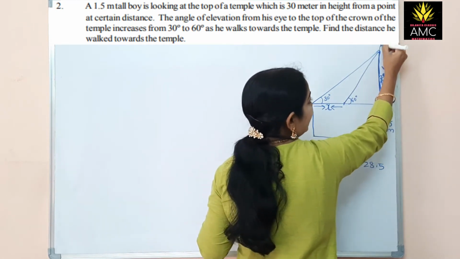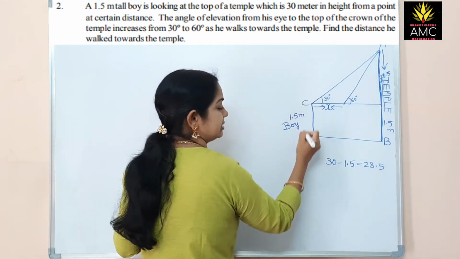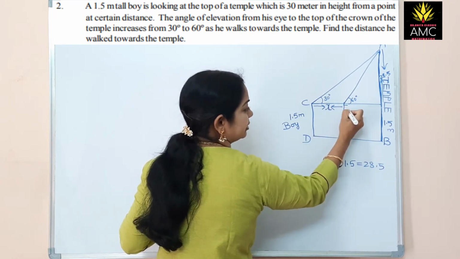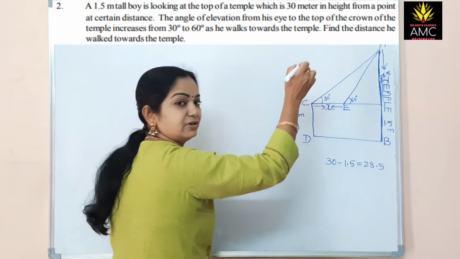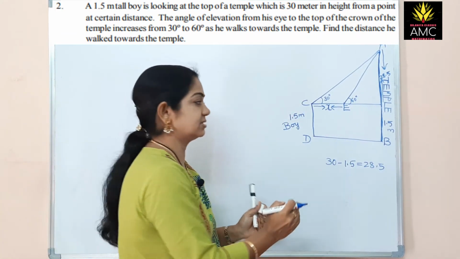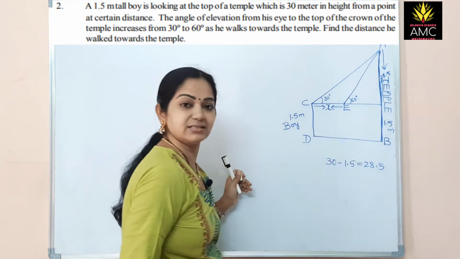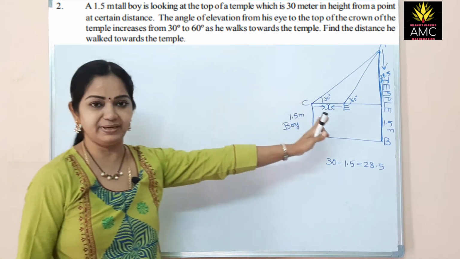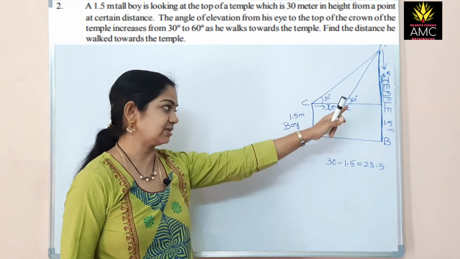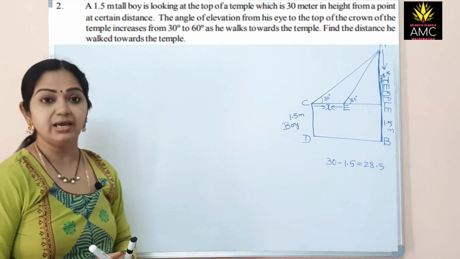Let us give names: AB is the temple, CD is the height of the boy, and he has moved to another point of observation. From C he observed the angle as 30 degrees; he moved towards the temple, so the angle increases. At observation point E, he got the angle as 60 degrees. So this is the complete diagram. From this diagram we have two right angle triangles, and from these we are going to get the information.